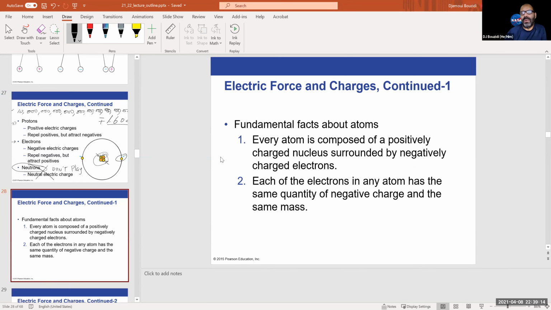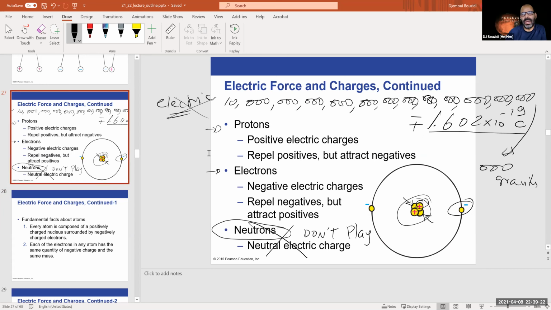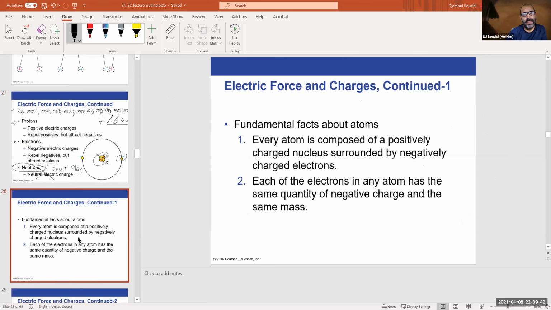So again, every atom is formed from them. Each electron in an atom has the same quantity of negative charge and the same mass. That is another peculiar behavior also. It seems like every single electron, wherever it's made, whether it's made in a nuclear accelerator somewhere in Switzerland or on the other edge of the universe via some sort of supernova, has the same mass and the same charge. This is one of the things that are kind of unique to nature.